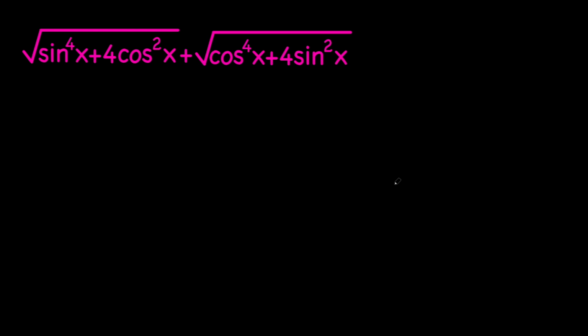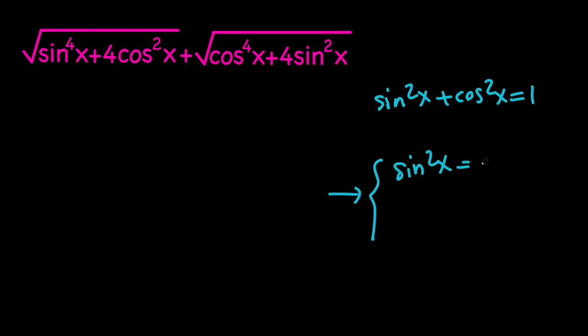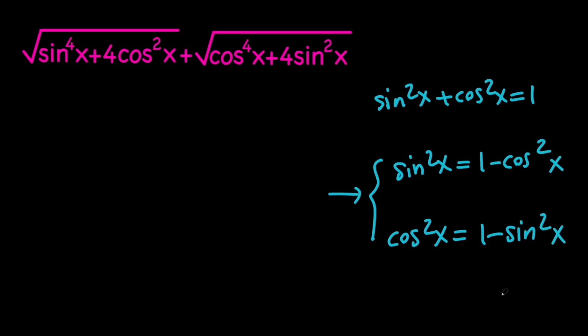First of all, let's go ahead and talk about the Pythagorean identity. So we all know that sine squared of x plus cosine squared of x equals 1, which means that I can say that sine squared of x equals 1 minus cosine squared, and cosine squared of x equals 1 minus sine squared. So I can replace this with 1 minus cosine squared and replace this with 1 minus sine squared. So let's go ahead and do that.